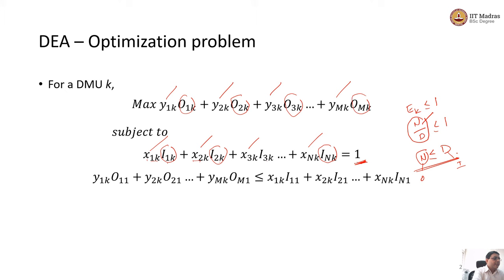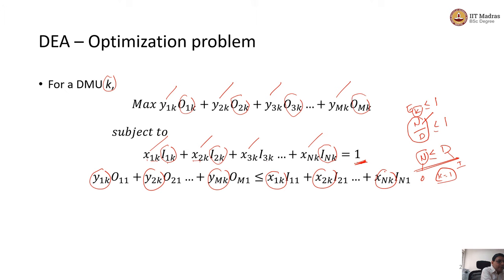However, this should be applicable to all k's. Using my weights, DMUK is saying what? Using my weights, nobody should get an efficiency of more than 1, including me. So for DMU number 1, this is K equal to 1. DMU number 1 is saying, how do I calculate my efficiency using DMUK's weights? DMUK is going to use the weights Y1K, Y2K, YMK. Input weights will be X1K, X2K, XNK. These are the weights used by DMUK.